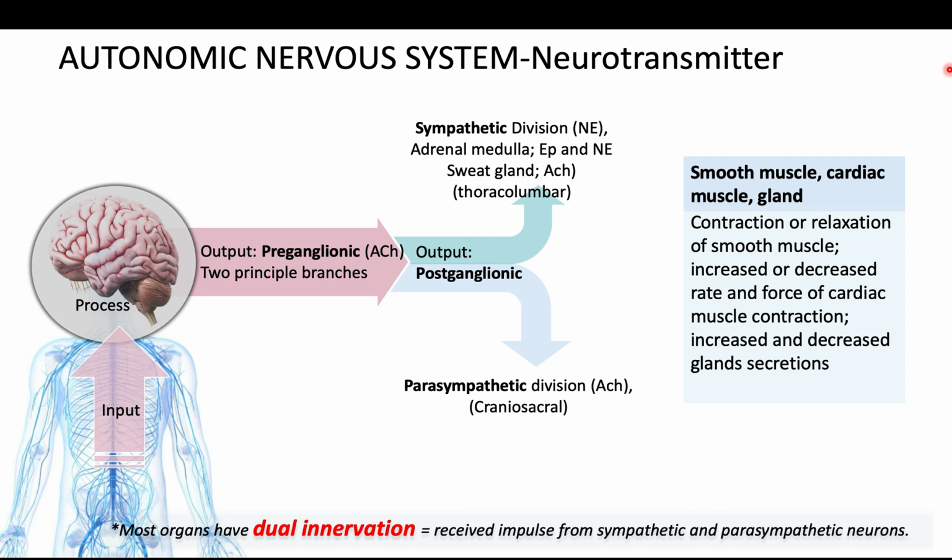So what is being controlled under the regulation of the autonomic nervous system? It is the contraction or relaxation of smooth muscles, either increasing or decreasing the rate and force of cardiac muscle contractions, or increasing and decreasing gland secretion. Either they decide to increase or decrease, it depends on the integrating center. But in our body systems, most of the organ systems inside our body have dual innervation.